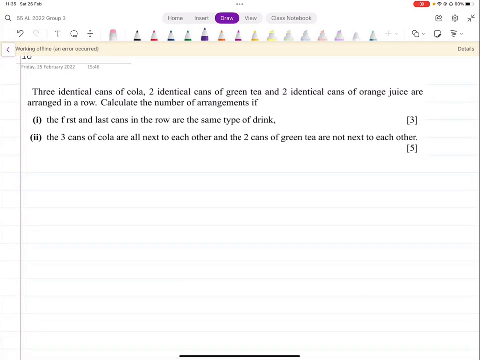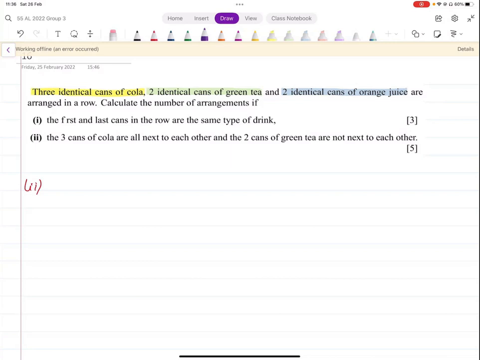First is relatively easier. Usme aapko cases bana lene hain. Acha, let's actually quickly do this. It's not that difficult. At least doesn't look like it. Acha, 3 identical cans of cola. So there are 3 identical cans of cola, 2 identical cans of green tea and 2 identical cans of orange juice arranged in a row. Calculate the number of arrangements if the first and last cans in the row are the same type of drink.